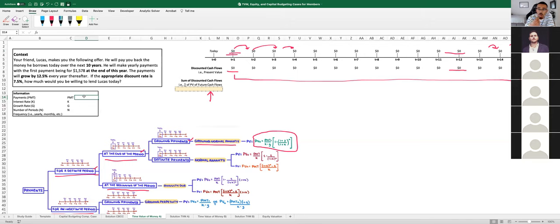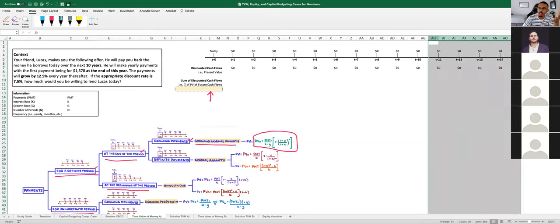But what I do wanna do is show you how this would look on a timeline. So we'll go ahead and erase a few things. So in this case, if you were to build a timeline, which I believe is the first thing to do after you've highlighted all the information points given in the question, I would just build my timeline.